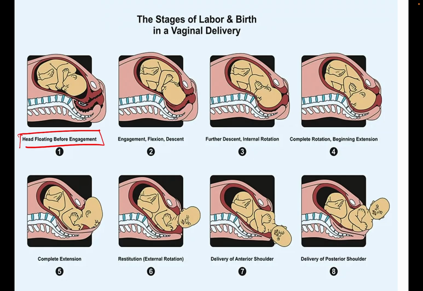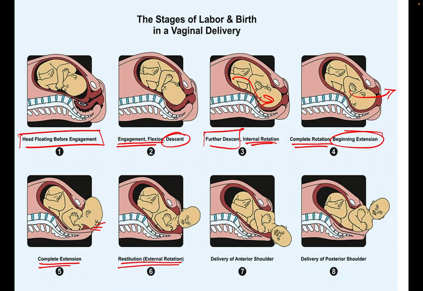So here the head is floating before the engagement, then followed by that there will be descent, with engagement and flexion, then further descent, there will be internal rotation and complete rotation with beginning of extension, followed by complete extension where the face, chin and others will come out, followed by external rotation and delivery of the anterior shoulder first and delivery of the posterior shoulder next.